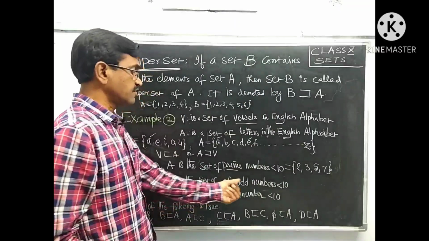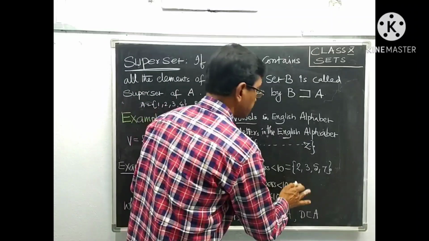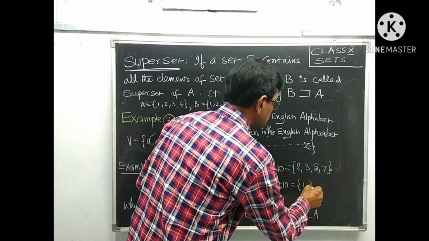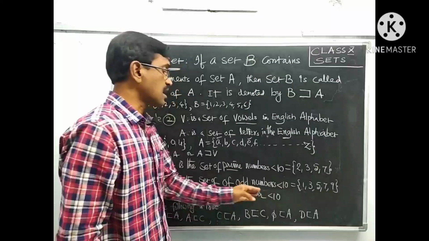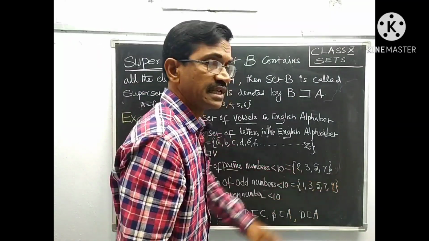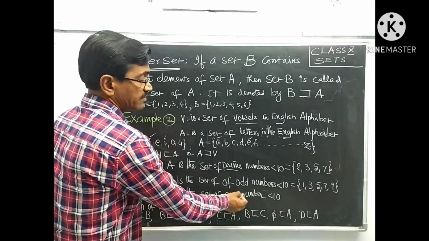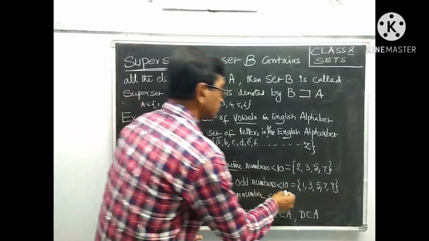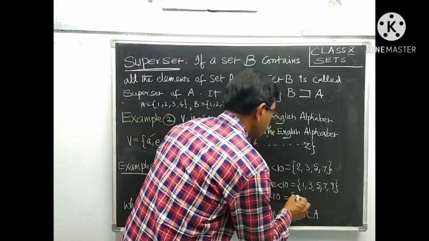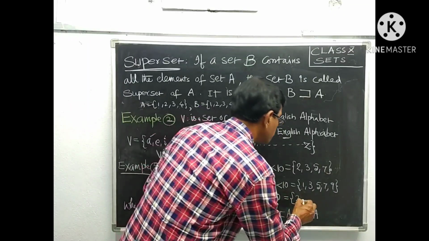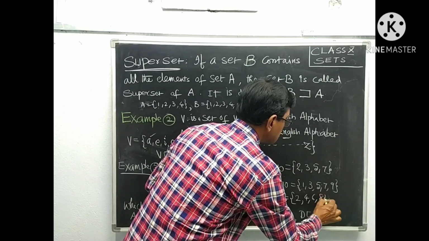Next, B is the set of odd numbers less than 10. You know odd numbers are not divisible by 2. Those are 1, 3, 5, 7, 9. These are all odd numbers. They are not divisible by 2; they leave remainder 1. C is the set of even numbers less than 10. Even numbers are divisible by 2. They leave remainder 0 when we divide by 2. 2, 4, 6, 8. That's all.